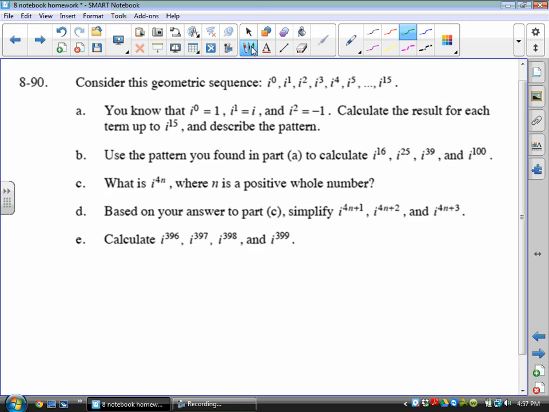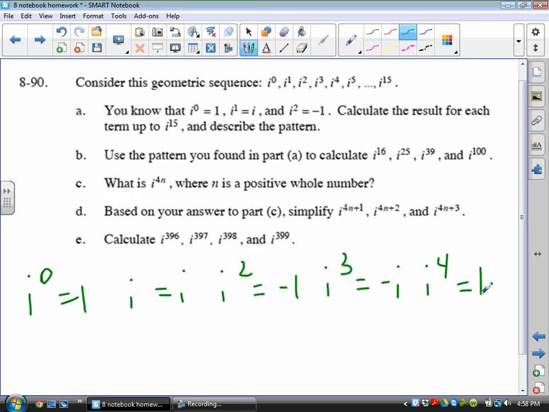So I'm going to do this in a certain way. I'm going to say i to the 0, which we know is 1. I to the first is just i. I to the second is negative 1. I to the third is really i to the first times i to the second. So that's really i times negative 1, which is negative i. I to the fourth is i squared times i squared, which is negative 1 times negative 1, which is positive 1.